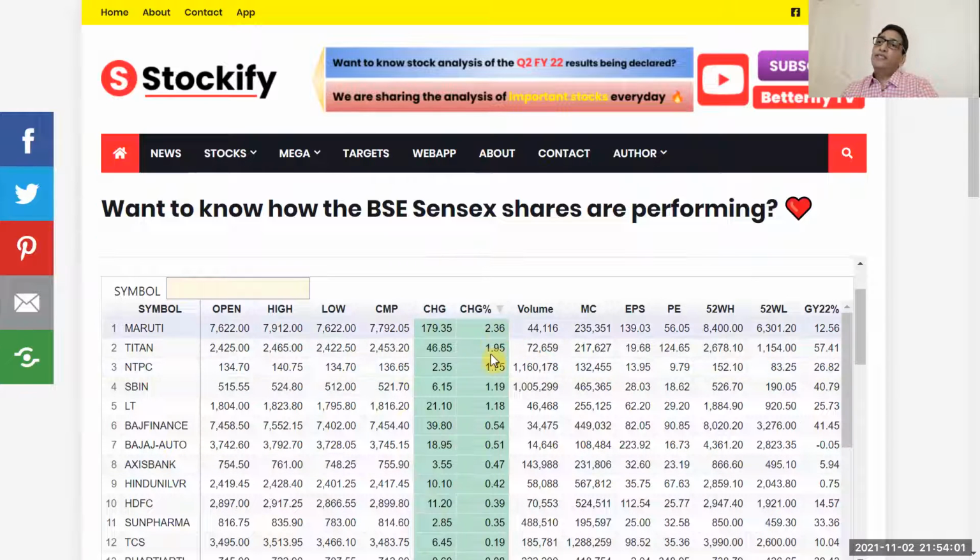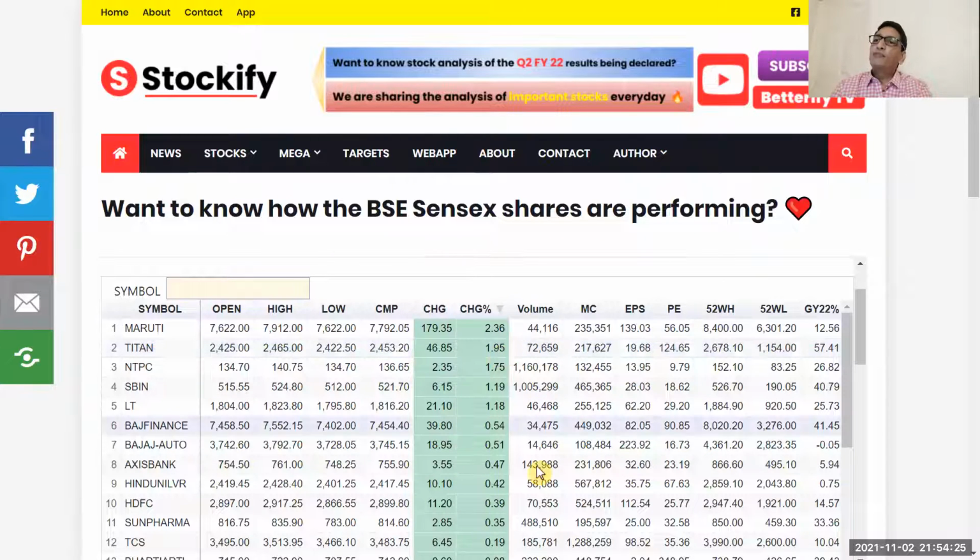Now this percentage change, you can see Maruti increased by 2.36% today as far as these 30 shares are concerned, and Titan increased by 1.95%. Whereas the market was weak during the day today. On 2nd of November, we all know the market was weak. Sensex was weak, but the banking index was strong.